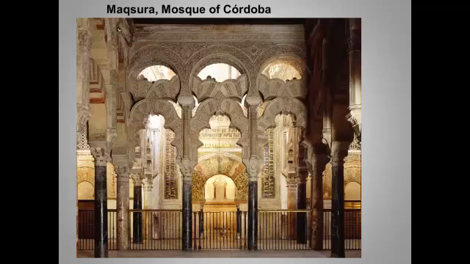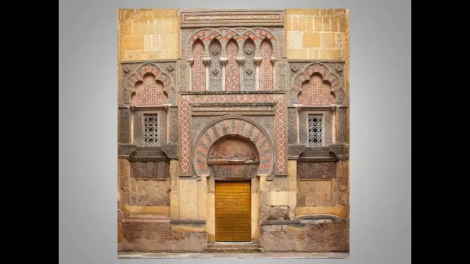So here we see the Maksura of Cordoba with a view into the mihrab. Note that the horseshoe arches now have a more elaborate design. These are known as multi-lobed arches. This wall from the Cordoba Mosque, and another College Board required image, by the way, shows horseshoe and multi-lobed arches together.